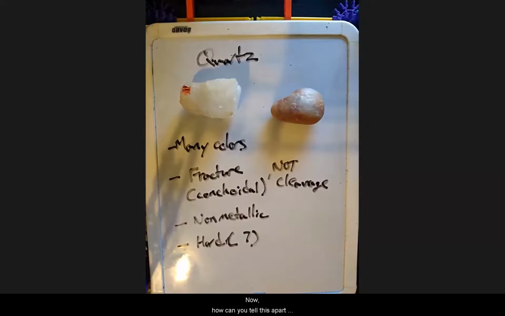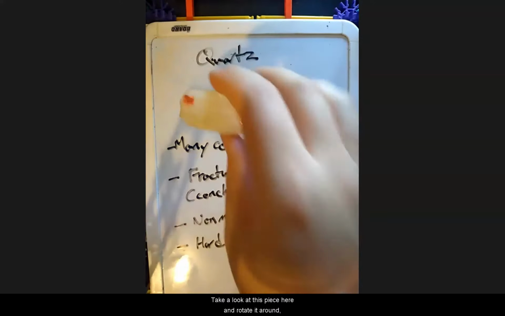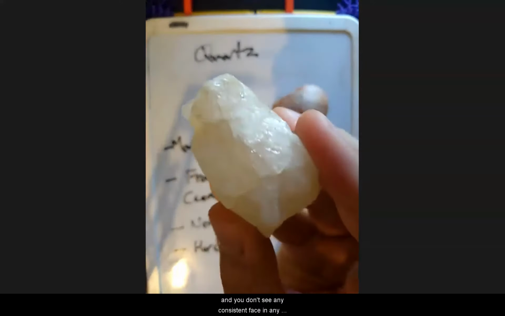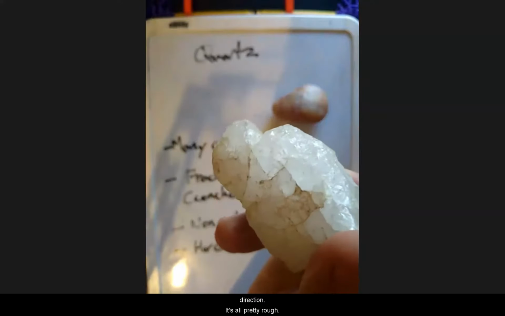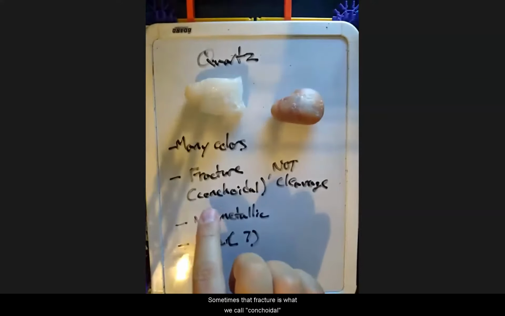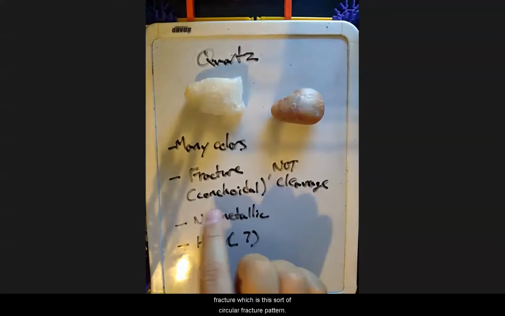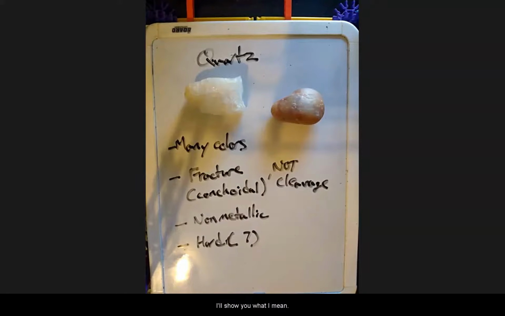Now, how can you tell this apart from the feldspars? One way is that pieces of quartz fracture. They don't have cleavage, so they don't break with nice, even faces. Instead, they have fracture. Take a look at this piece here and rotate it around, and you don't see any consistent face in any direction. It's all pretty rough. Sometimes that fracture is what we call conchoidal fracture, which is this sort of circular fracture pattern.